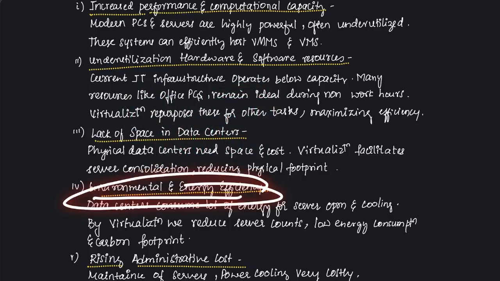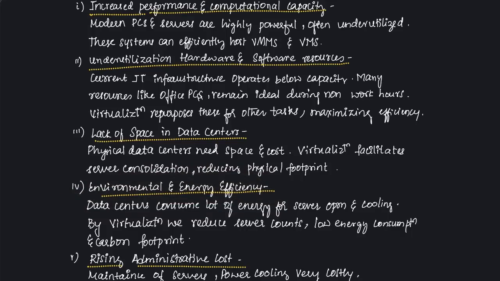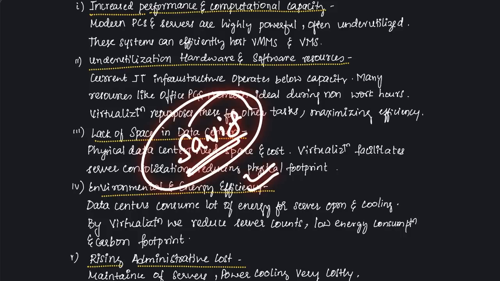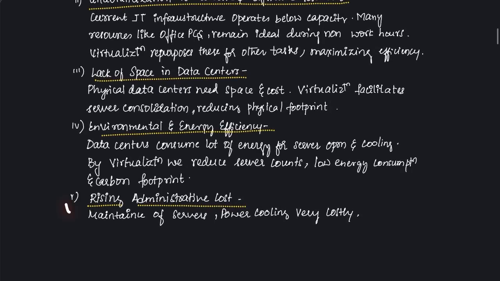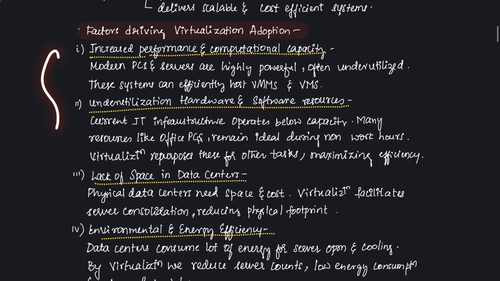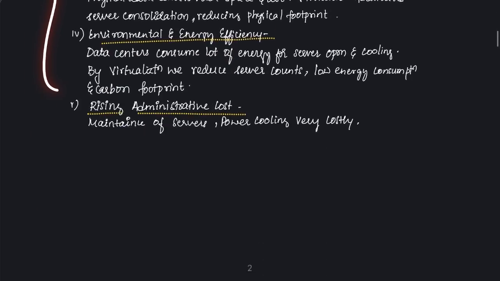Next, we have environmental and energy efficiency. That is, we are speaking about the green initiative. If we are reducing the data centers, not building new data centers, that means we are saving power, because data centers consume a lot of power, right? So if you are saving power, you are moving towards the green initiative. Then you have rising administrative costs. The costs for power, cooling, and all are very high, right? So if you move towards virtualization, then all this is not required, and you are cutting down unnecessary costs. So these are all the factors which led to the adoption of virtualization.